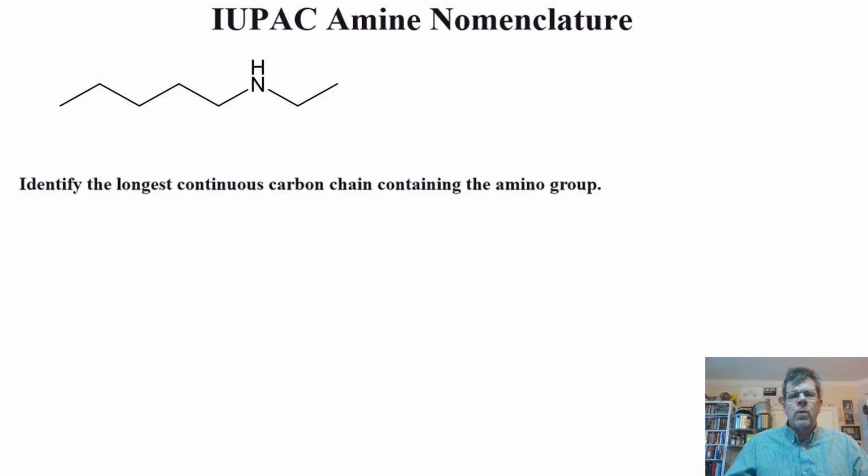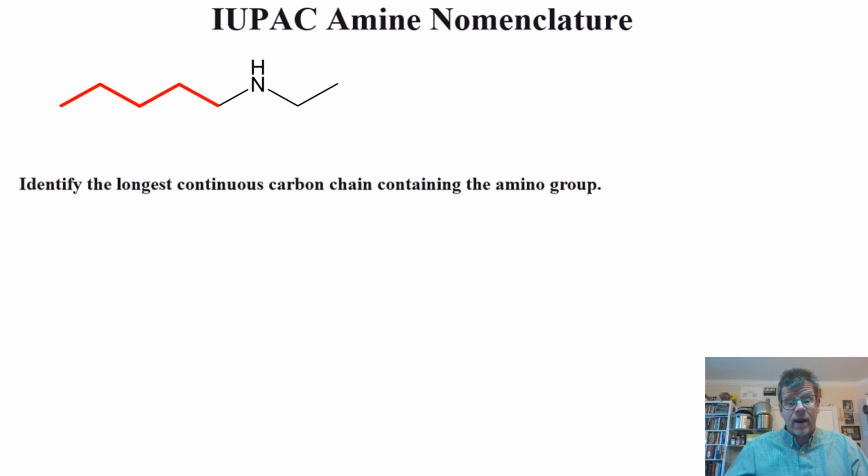So thus, we have to look to either side of the nitrogen and say, well, how many carbons do we have? The one with the most carbons wins. Well, here's 1, 2 carbons, and here's 1, 2, 3, 4, 5 carbons. It is that 5 carbon unit that is the longest continuous carbon chain. So that is my parent structure. So what we have here is a 5 carbon chain.